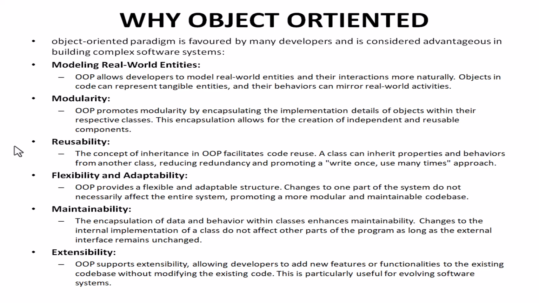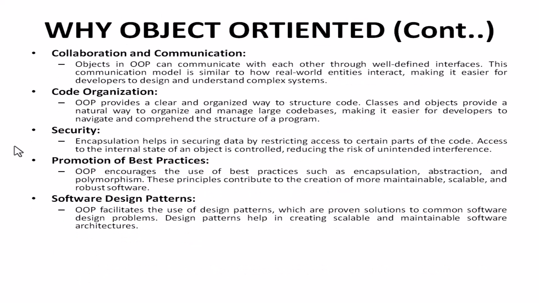remains unchanged. Extensibility. Object-oriented programming supports extensibility, allowing developers to add new features or functionalities to the existing code without modifying the existing code. This is particularly useful for evolving software systems. Collaboration and communication. Objects can communicate with each other through well-defined interfaces. This communication model is similar to how real-world entities interact, making it easier for developers to design and understand complex systems. Code organization. Object-oriented programming provides a clear and organized way to structure code.